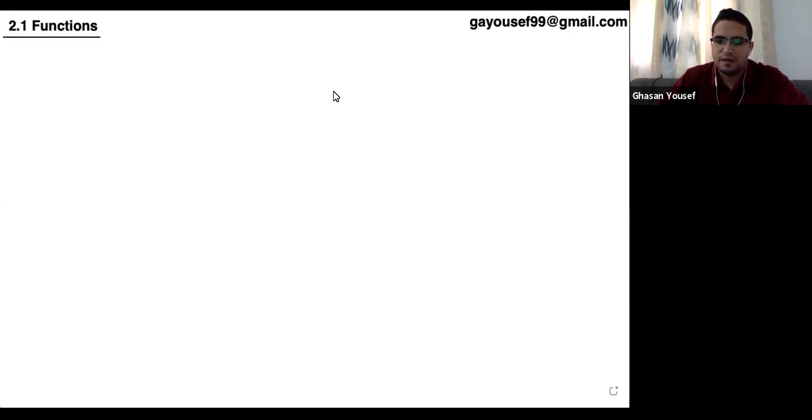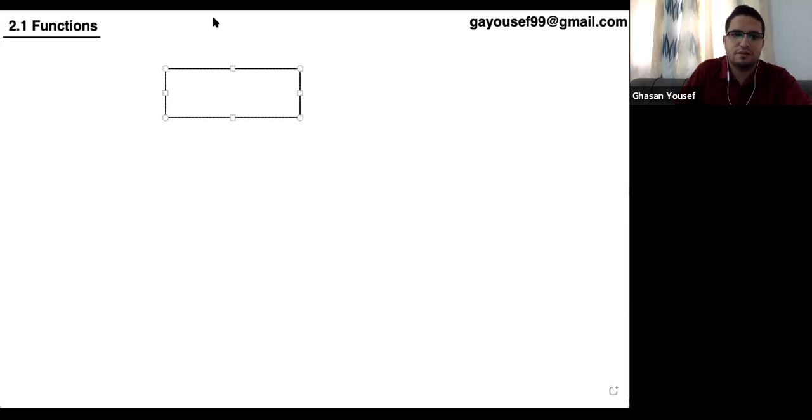I can say the function is like a rule, or I can say the function looks like a machine, like this. This is my function. So I can say it is a rule, or it's a machine like this. It has an input and output. So the function has input and output like this. This is my input, and this is my output for the function. This looks like a machine.